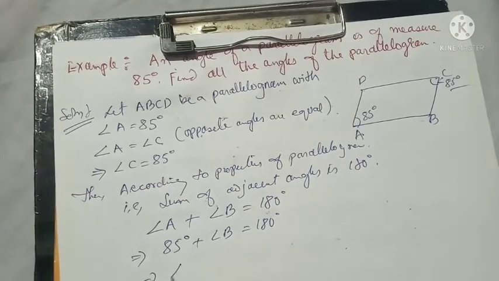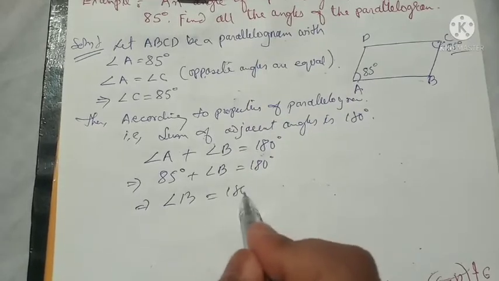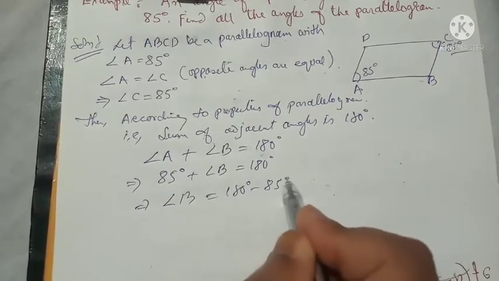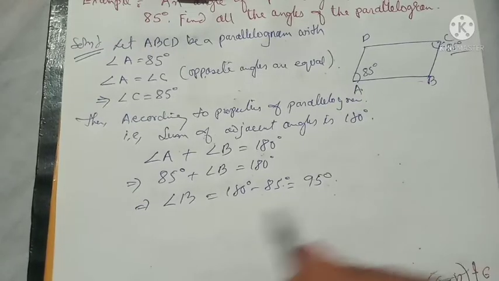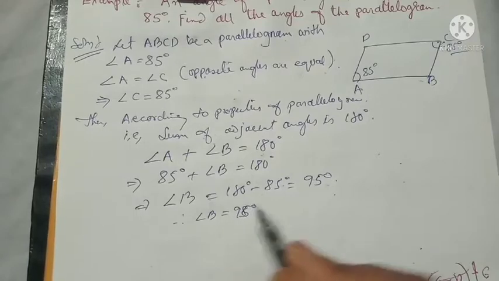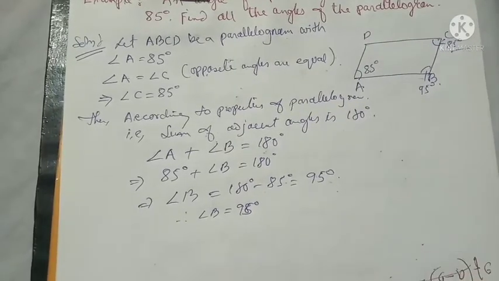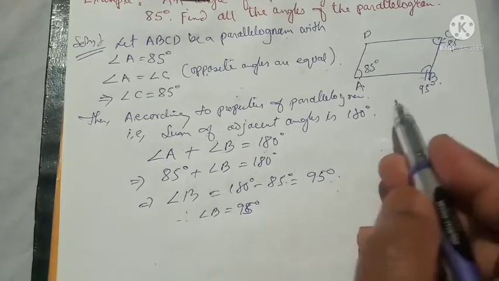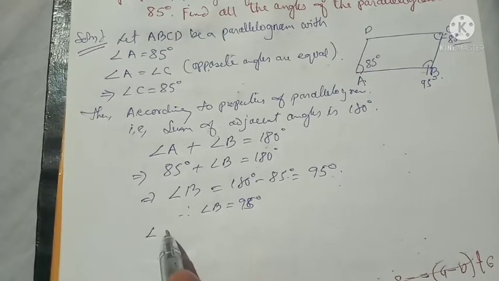Now angle B is equal to 180° minus 85. What will be the answer? 180° minus 85 is 95°. Therefore angle B is equal to 95°. Then again, according to the property, we can say that angle B is equal to angle D.